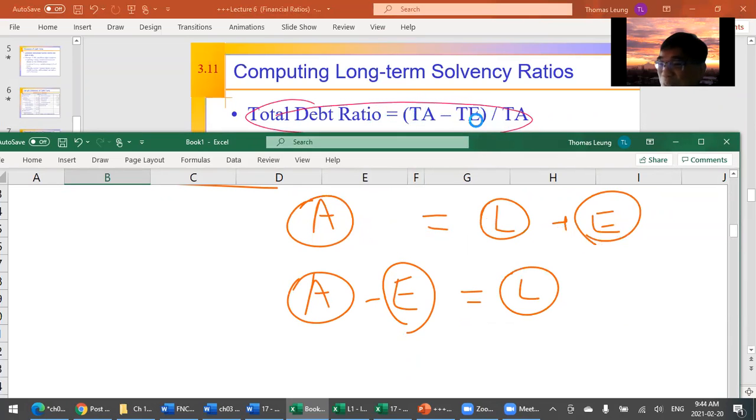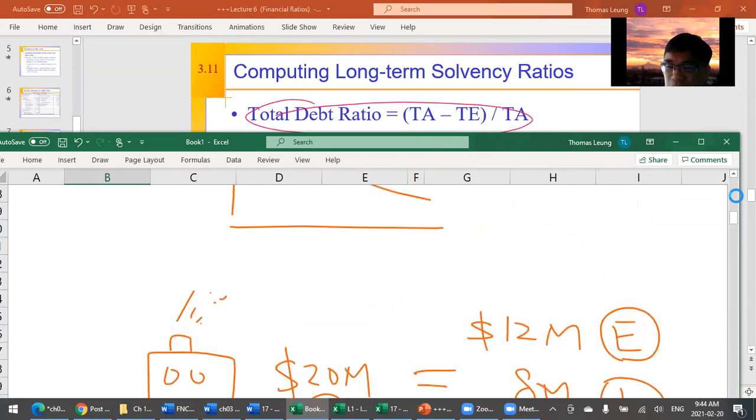It's unnecessarily that complicated. So now we know, okay, when they say A minus E, divided by A, it means liabilities divided by assets. Now, another question, why do they want to say liabilities divided by assets? It's because of this.